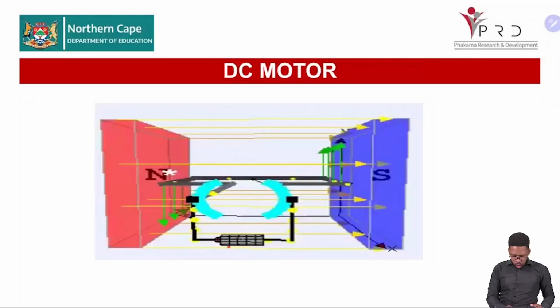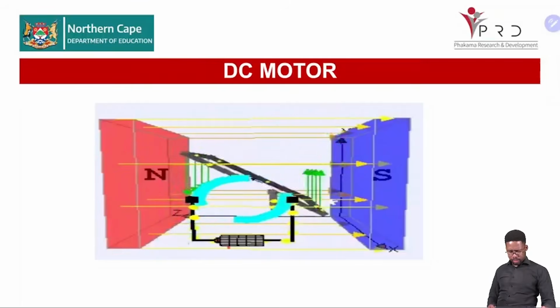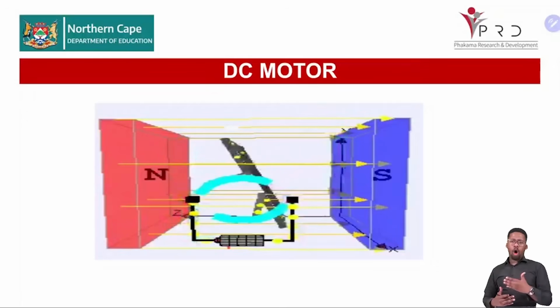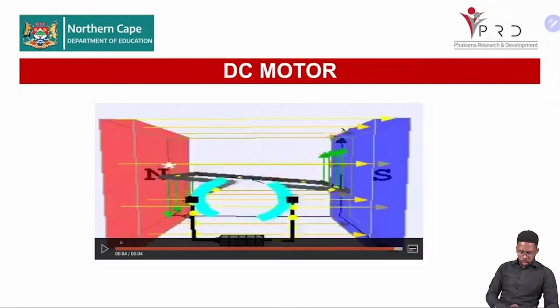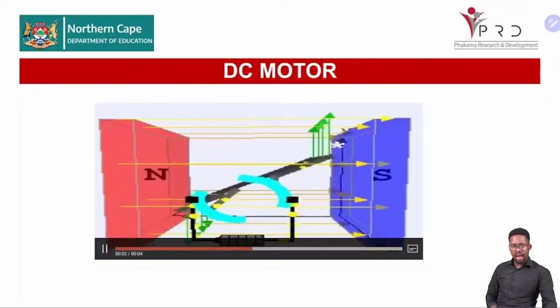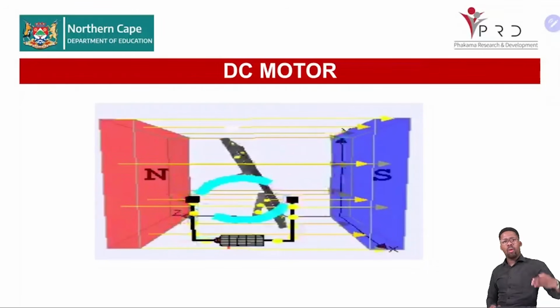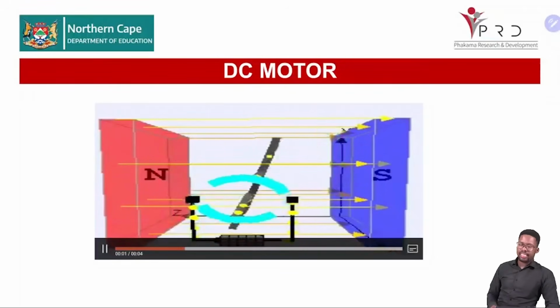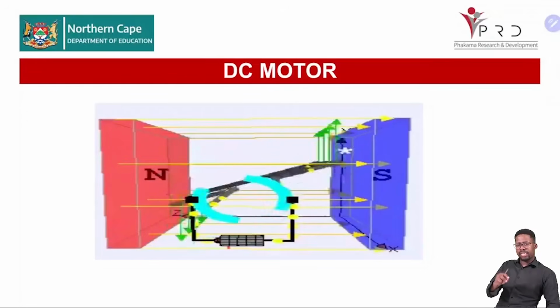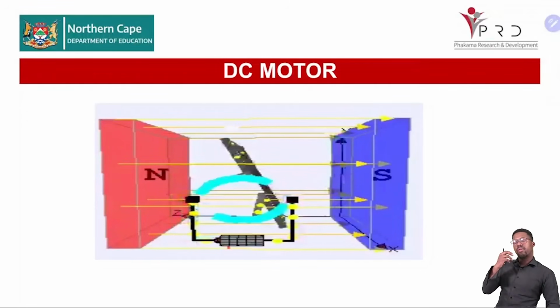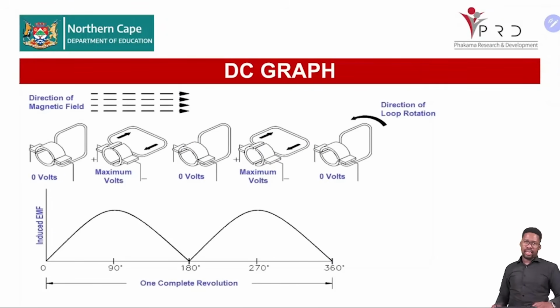What makes this a motor is the presence of the DC source. So you can see as the coil rotates, it is going to induce the what? The EMF. It is going to induce the what? The current. But the difference here is that because we're having a split ring, it only allows the current to flow in one direction. Here is the graph of DC. So this is one complete wave for a DC generator.